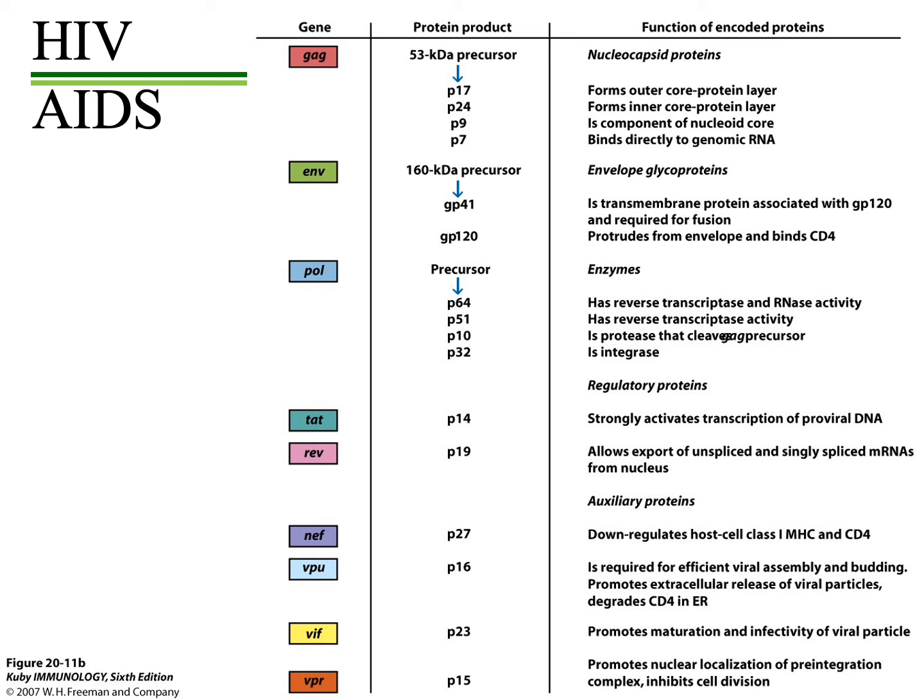There are genes that code for nucleocapsid proteins. These are proteins that are found on the surface of the virus. Envelope glycoproteins, again, these are portions that allow for the protein coat to be formed. Enzymes, like we discussed in the previous slide, that are packaged in with every single virus. Regulatory proteins, some auxiliary proteins as well.